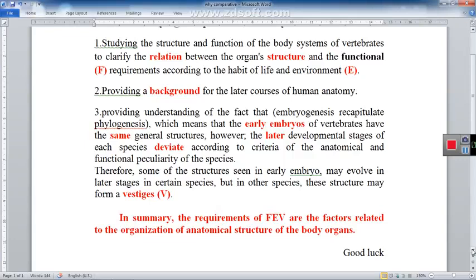This introductory part is not part of the lecture. I just want you to know why we are studying comparative anatomy.